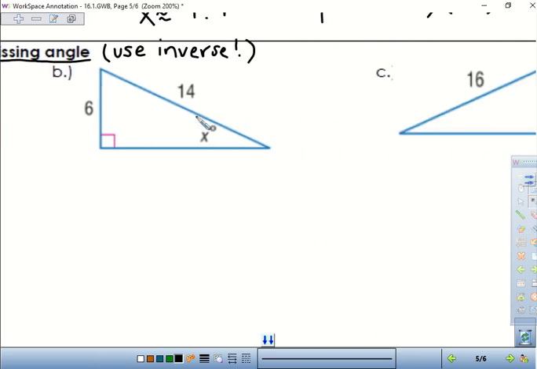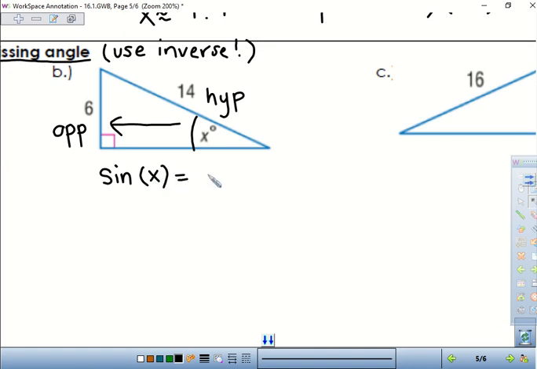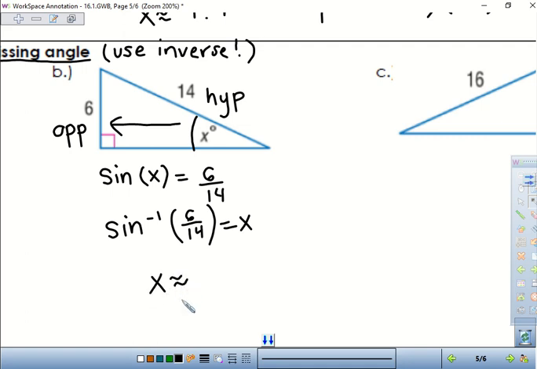So for the next one, with the angle that we're asked about, what is the 6? And what is this 14? Which means we're going to use sine. So we're going to have to use the inverse to solve for x. So we got second sine of 6 divided by 14. And if you did the math correctly, you should get about 25 degrees. Everybody got that?